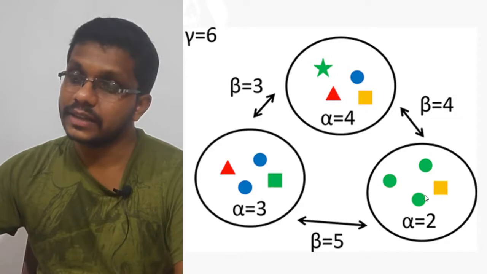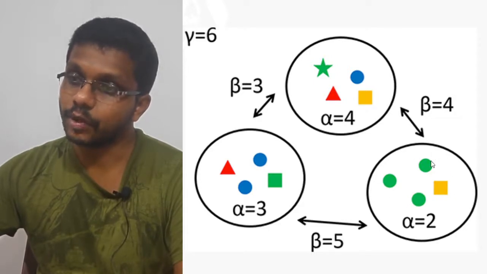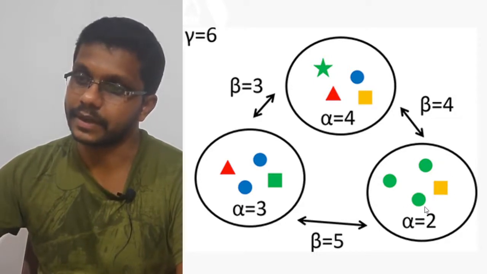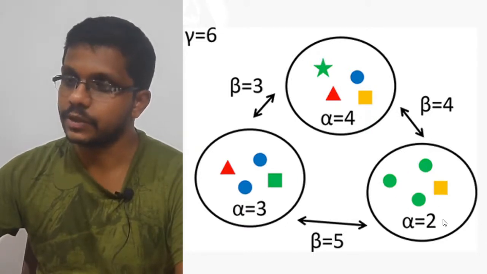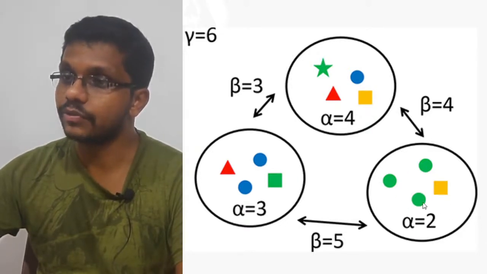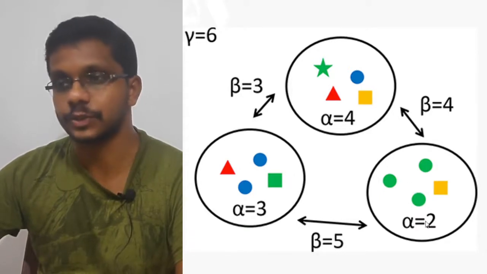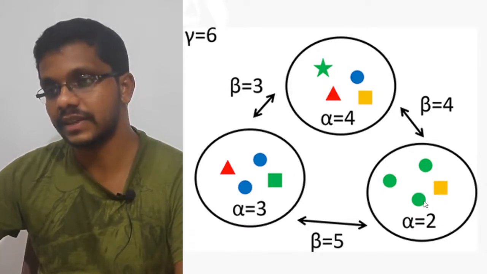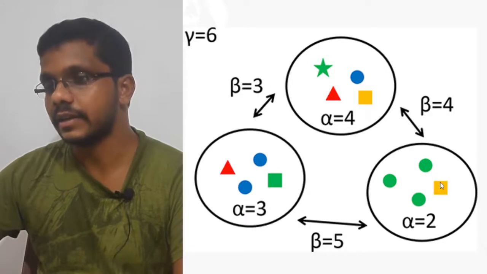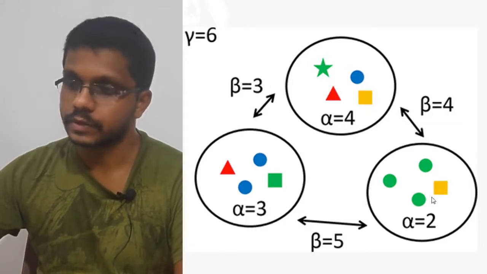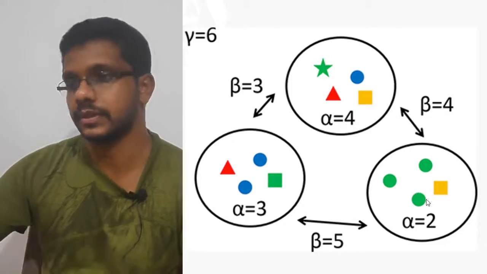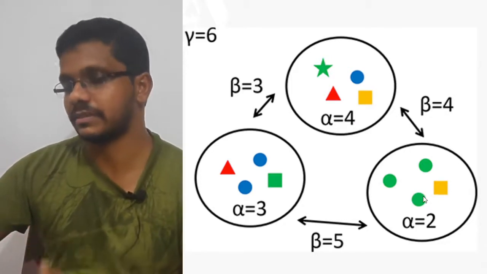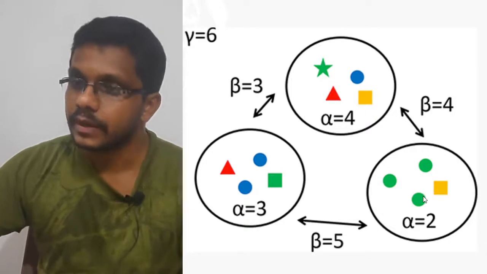Even though we have four different individuals in this community, three of them are the same and one is different. So the total number of distinct, unique individuals is two. It has the green round and the yellow square. So the alpha diversity is two because it has two different types of individuals. Two species, maybe we can say two species.